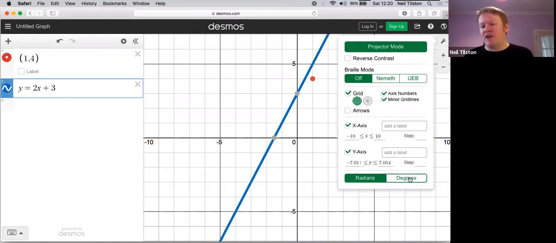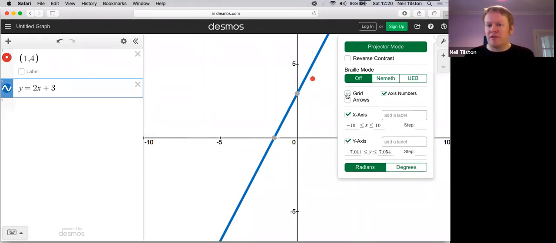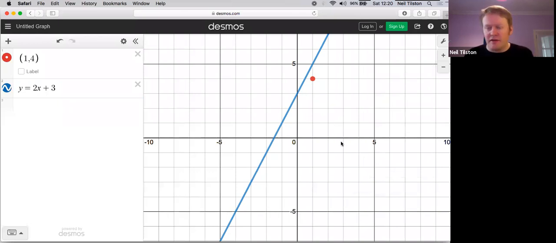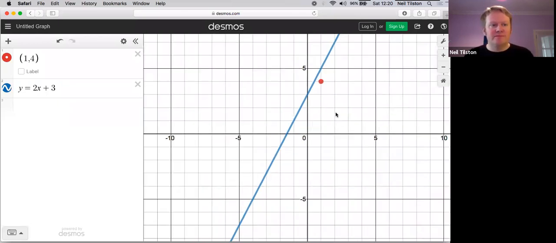If you're working with trig, toggling between radians and degrees is helpful. And you can change the scale of your axis, and what's labelled and what's not labelled as you like there. And you can zoom in and out here or using the mouse wheel.